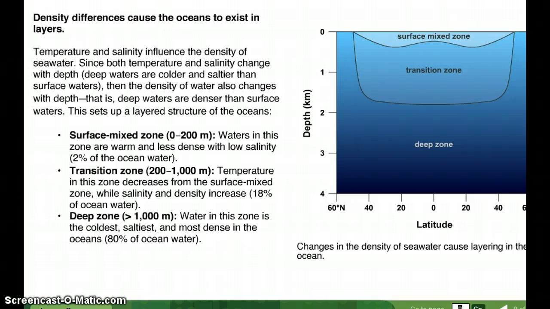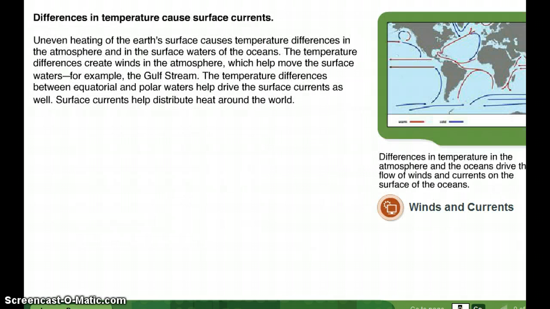Mixed zone, 0 to 200 meters. Waters in this zone are warm and less dense, with low salinity, 2% of the ocean water. Transition zone, 200 through 1,000 meters. Temperature in this zone decreases from the surface mixed zone, while salinity and density increase, 18% of the ocean water. Deep zone, greater than 1,000 meters. Water in this zone is the coldest, saltiest, and most dense in the ocean, 80% of ocean water.